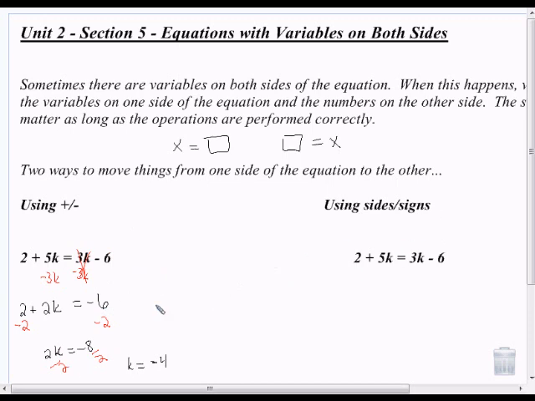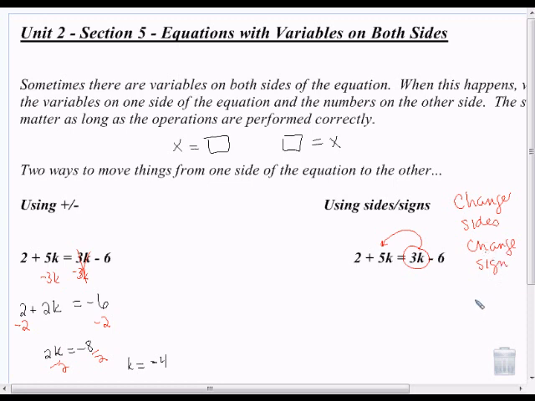Now, for some people that don't like this subtracting and adding variable terms thing, what I can do is move anything from one side of the equation to the other. I can just pick it up and I can bring it over here. However, if I do that, I have to change the sign. So if you change sides, you have to change the sign.